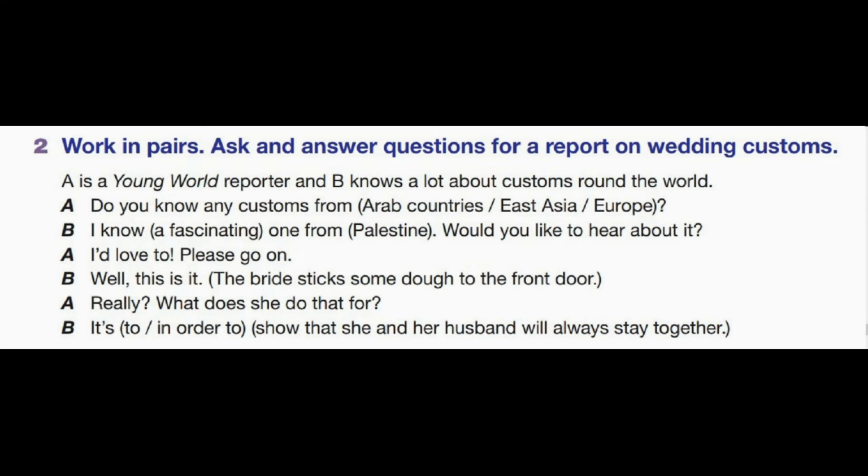Two. Work in pairs. Ask and answer questions for a report on wedding customs. A is a young world reporter and B knows a lot about customs round the world. A: Do you know any customs from Arab countries, East Asia, Europe? B: I know a fascinating one from Palestine. Would you like to hear about it? A: I'd love to. Please go on. B: Well, this is it. The bride sticks some dough to the front door. A: Really? What does she do that for? B: It's in order to show that she and her husband will always stay together.